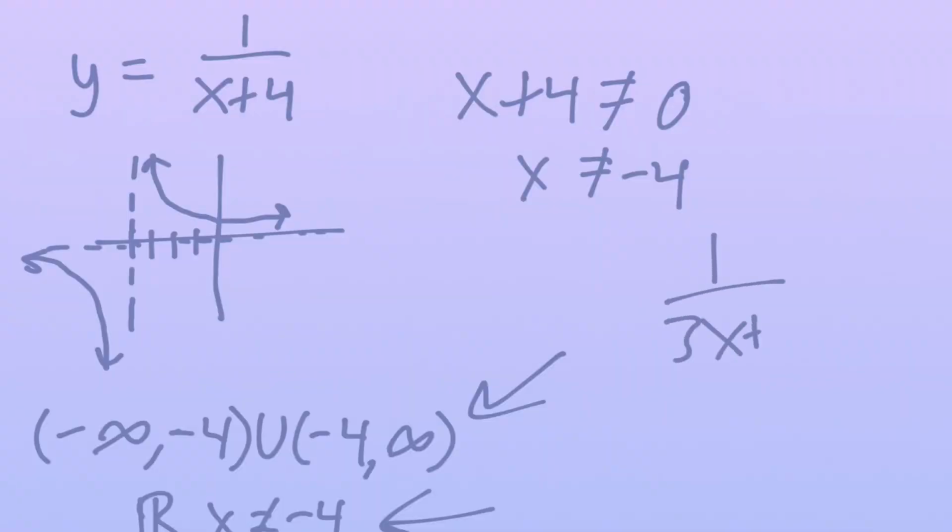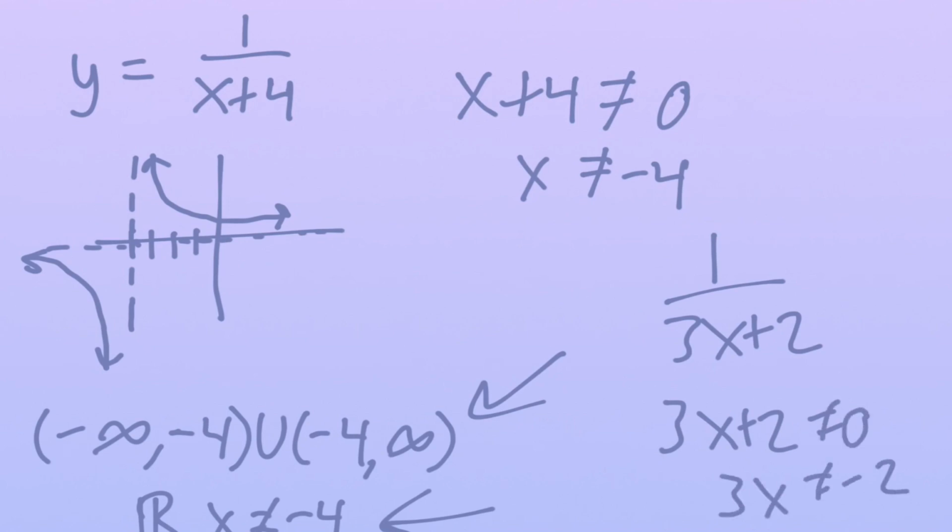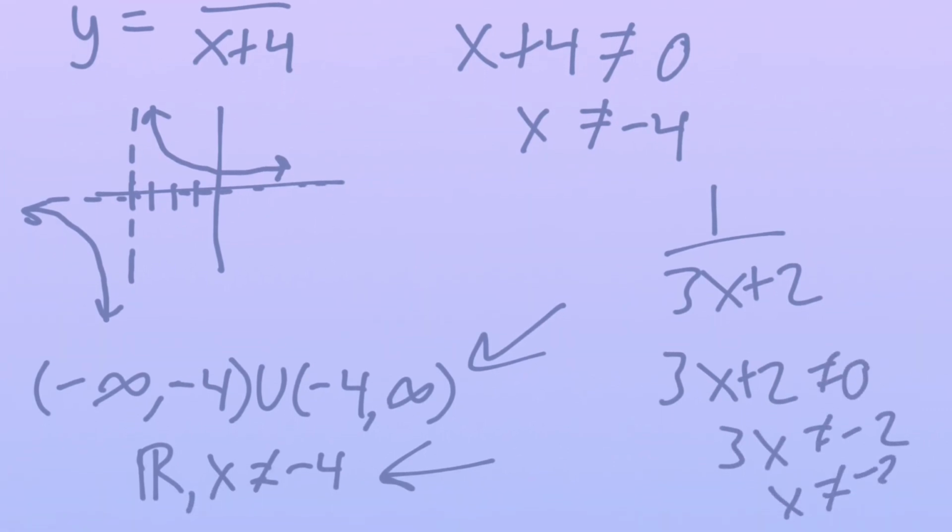And you can do this with any denominator, so if it's 1 over 3x plus 2, you don't have to graph it. You can set the denominator can't equal 0, and then you can assume that it can equal anything else. But when in doubt, graph on the calculator, and that will oftentimes give you your restrictions.